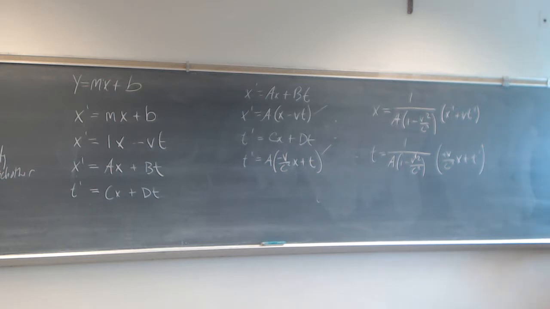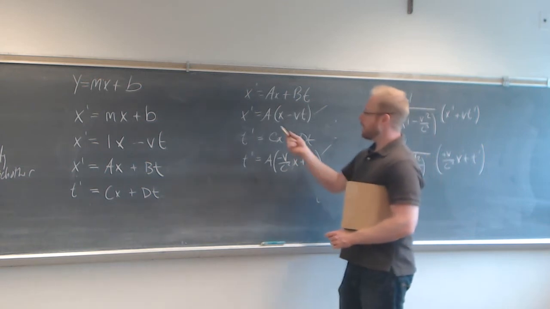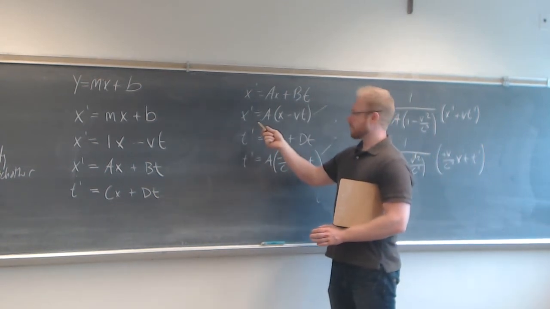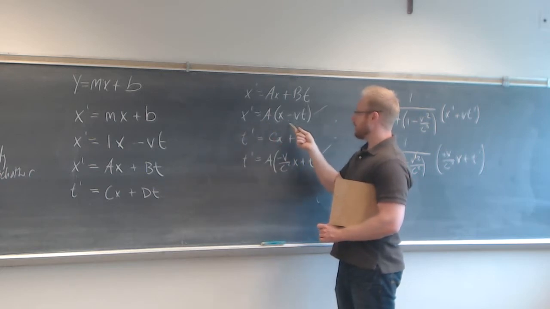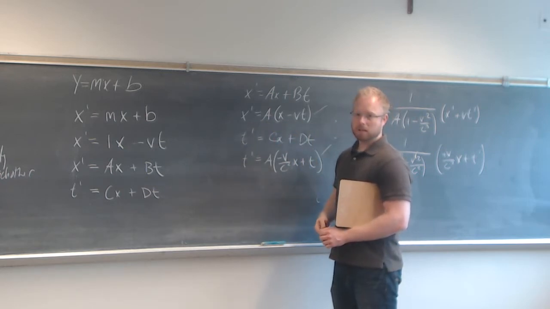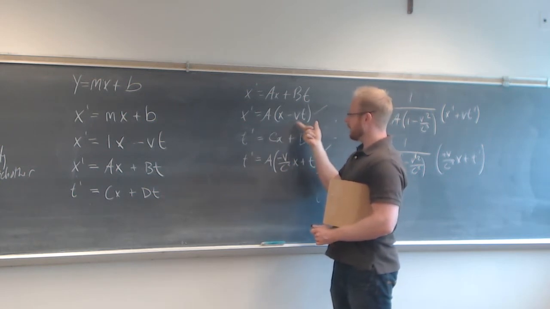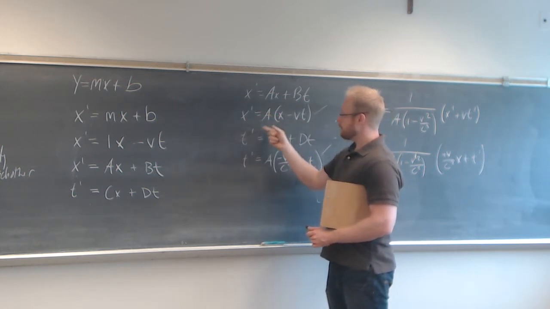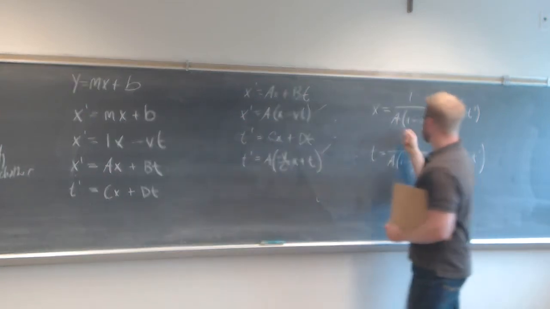Now, here's what I don't get. In this equation, let's multiply through here for a second on our x prime. We've got ax minus avt, right? So if we wanted to put this in terms of x, why can't we just add avt here and then divide everything by a? Shouldn't that be simpler? Why did this get so much more complicated?